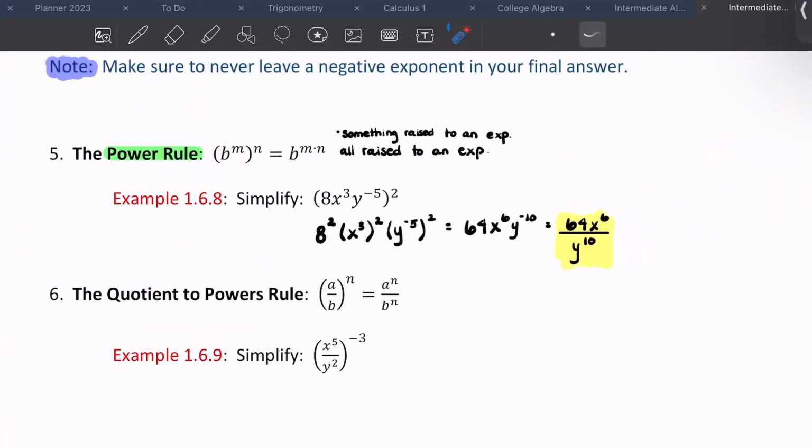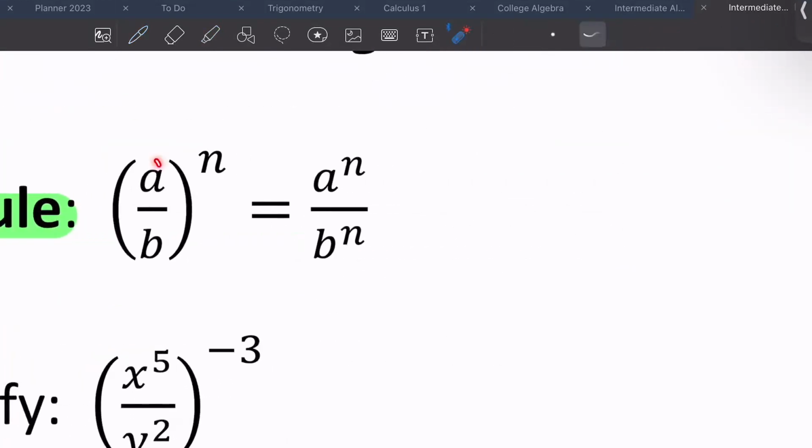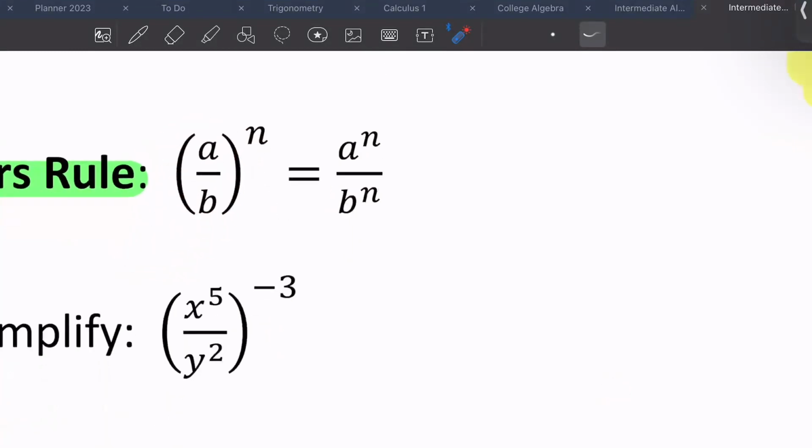This is the quotient to power rule. So what I have going on inside my parentheses is the quotient, right? That means division, all raised to a power. All that means is I'm going to take each thing inside my parentheses and raise it to n. Okay, so look at this one.